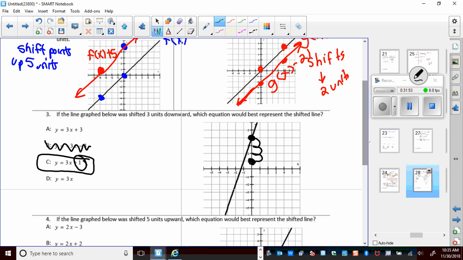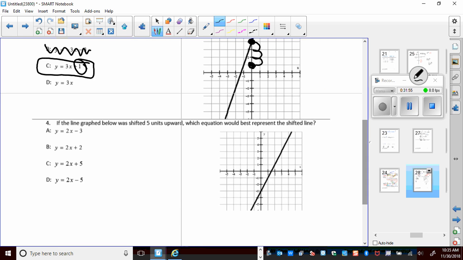Easy stuff. Look at number 4. Here's my original y-intercept. Is this slope positive or negative? Positive. Can I eliminate anything yet? Nope. They're all positive. Now, it says the shift is 5 units upwards. What's the new y-intercept? 1, 2, 3, 4, 5. New y-intercept, I have b equals 2. So, yeah.